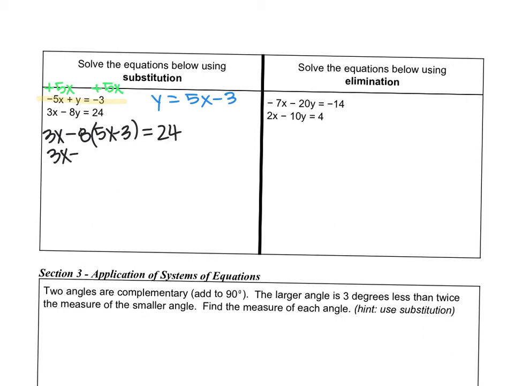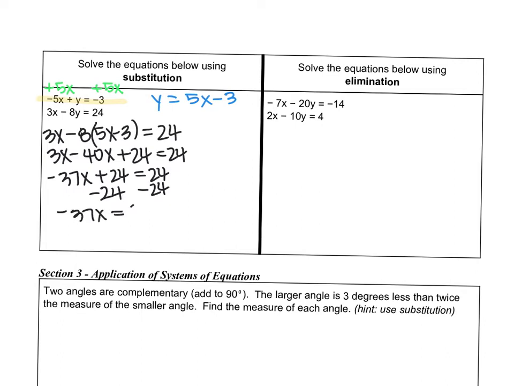Distributing, we get 3x minus 40x plus 24 equals 24. -37x plus 24 equals 24. Subtract 24, and we get -37x equals 0.